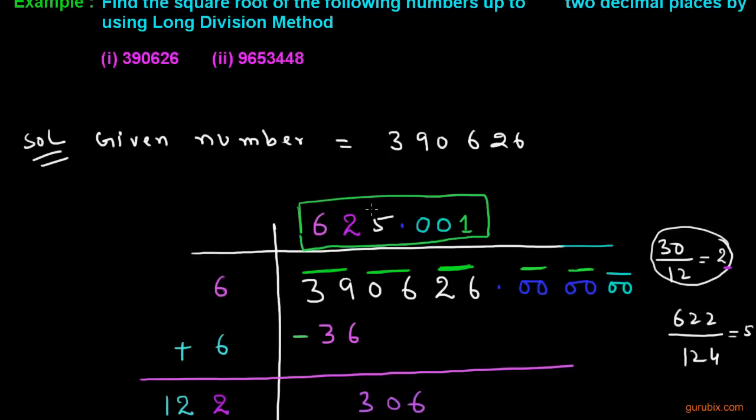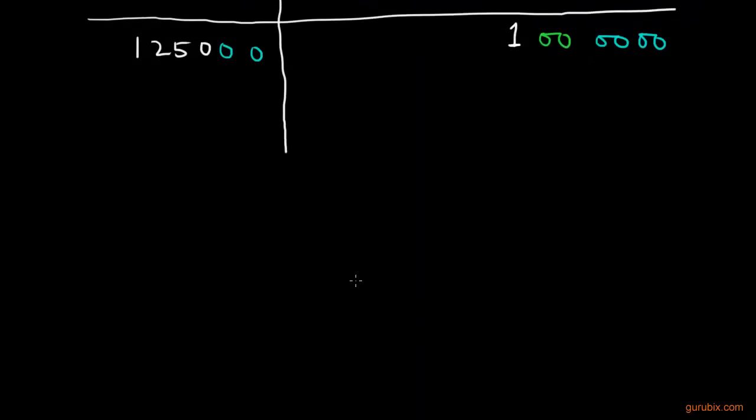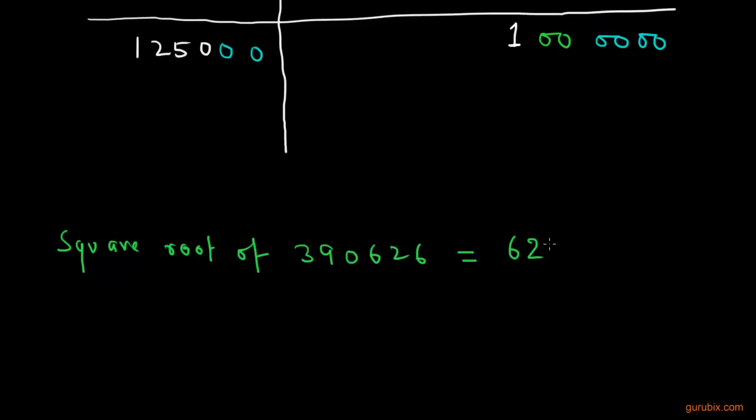So this is our approximate square root of the given number. We can write here: the square root of 3,90,626 is equal to 625.001. This is our solution of the question. Thank you.